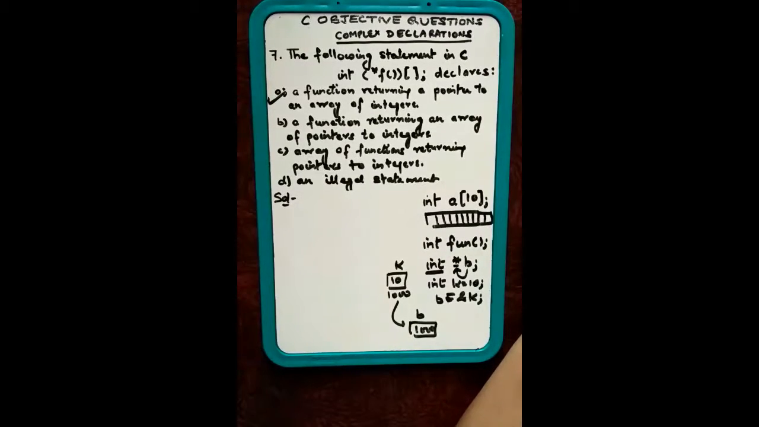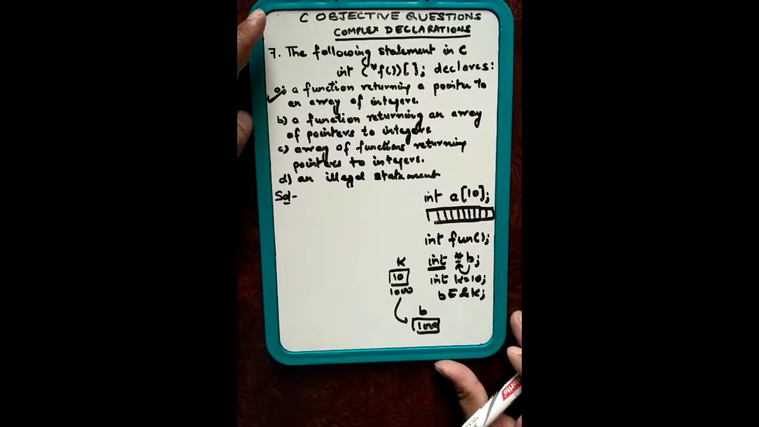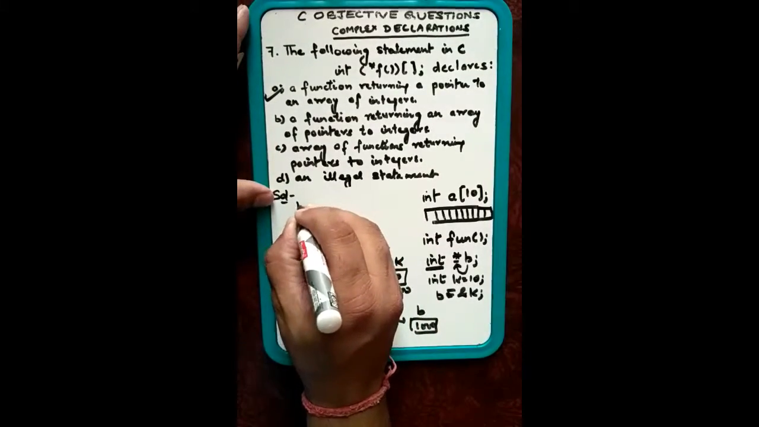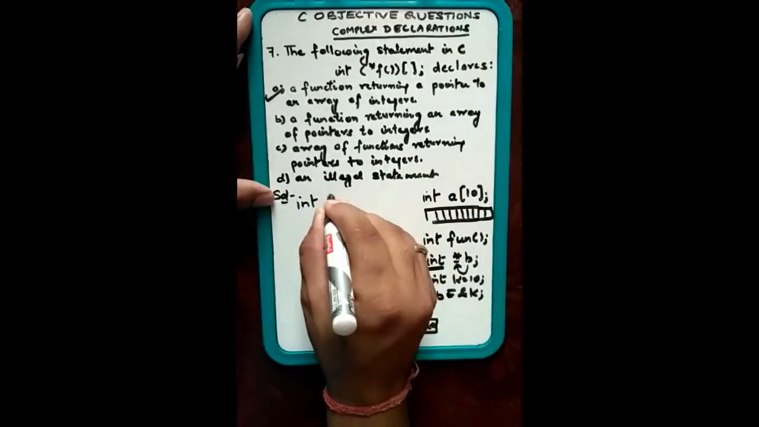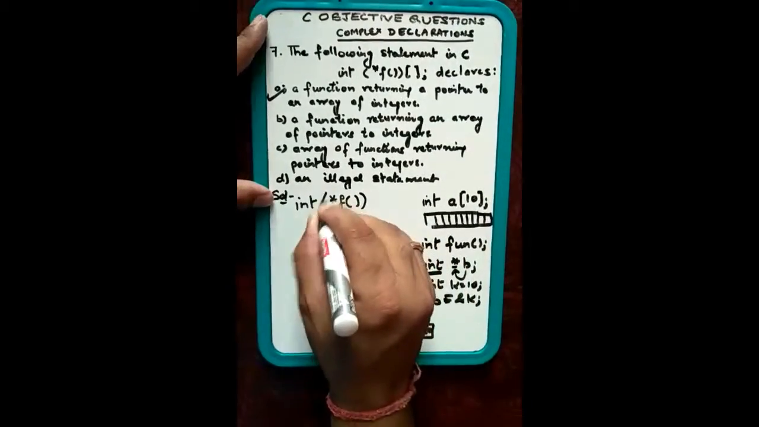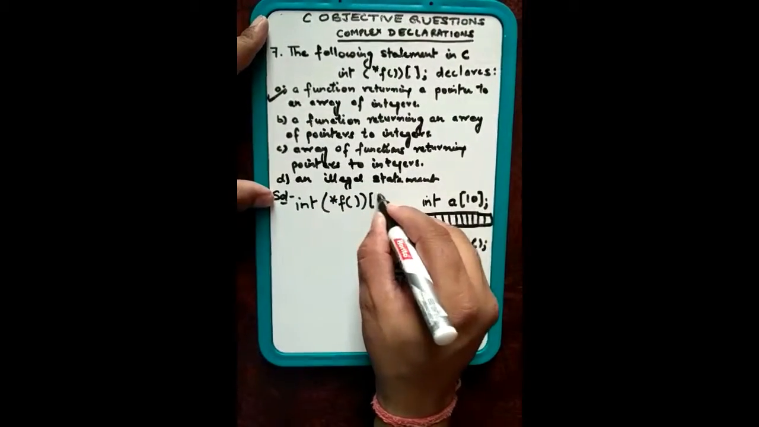Now try to understand this particular declaration. The declaration given to you is int, then asterisk, then f, then parentheses, and then square brackets.